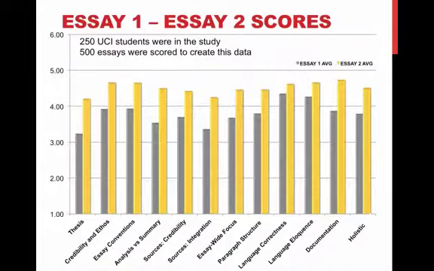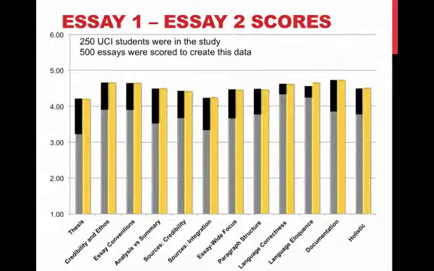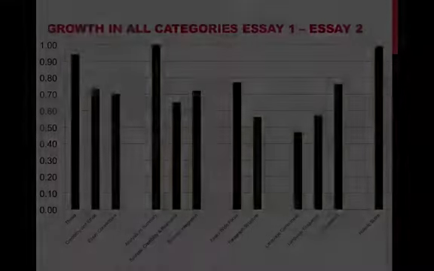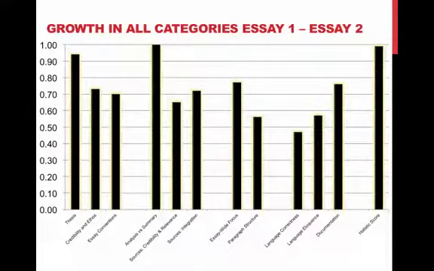And here are the results between Essay 1 and Essay 2. The gray bars represent the average score of students in each criteria in Essay 1, and the yellow bar, Essay 2. You can see that in every criterion of the rubric, students made significant gains in their scores between Essay 1 and Essay 2. Here's a representation of that difference. In other words, the growth in each rubric category between Essay 1 and Essay 2.